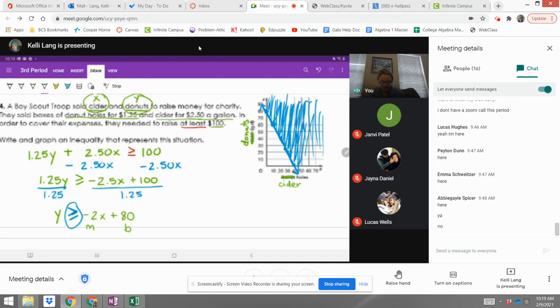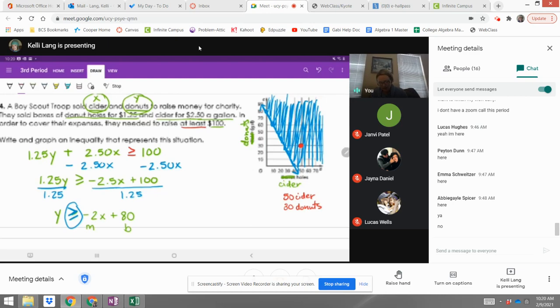The shaded section, let's talk about what this means, what this graph actually represents. All of the blue, every piece of blue that you can see, all the points on the line, all the points in the shaded area, any point in blue represents an area where the Boy Scouts make at least $100. So take this for example. This point, the red point, represents 50 cider and 30 donuts. If the Boy Scouts sell 50 ciders and 30 donuts, they will make more than $100.